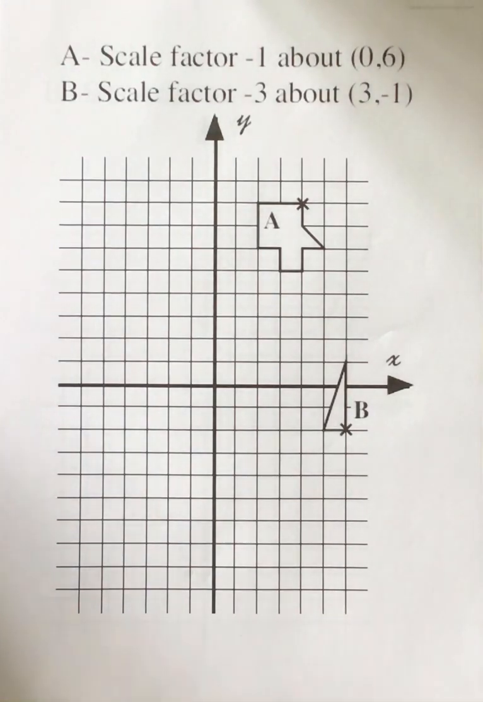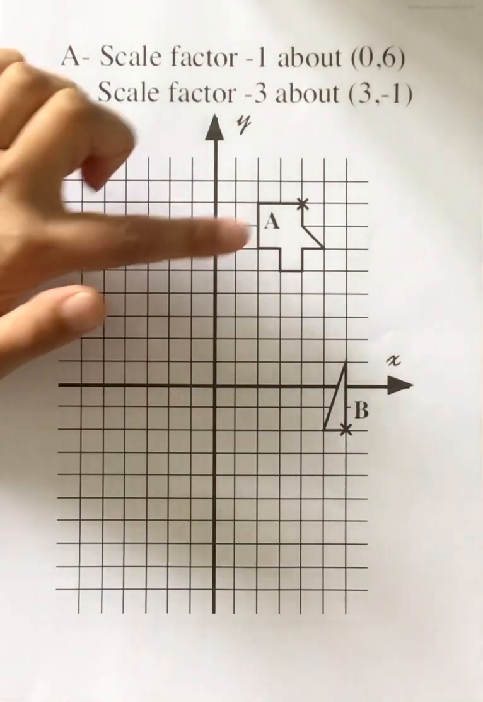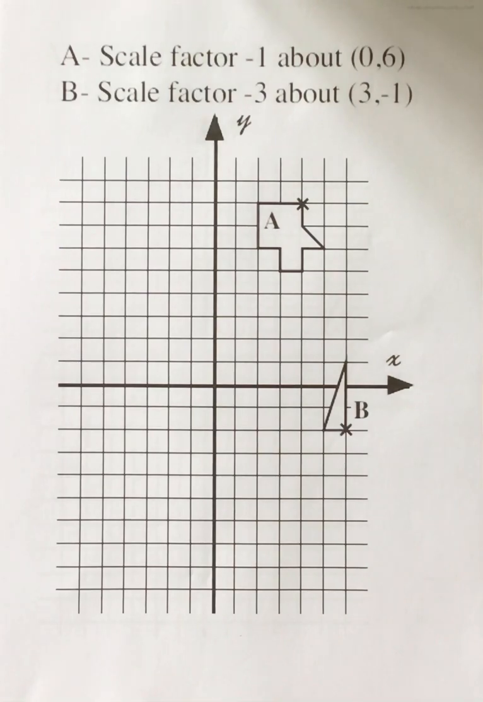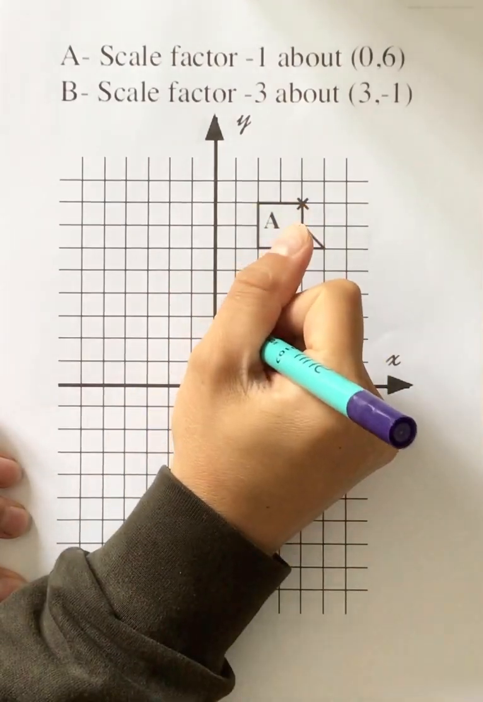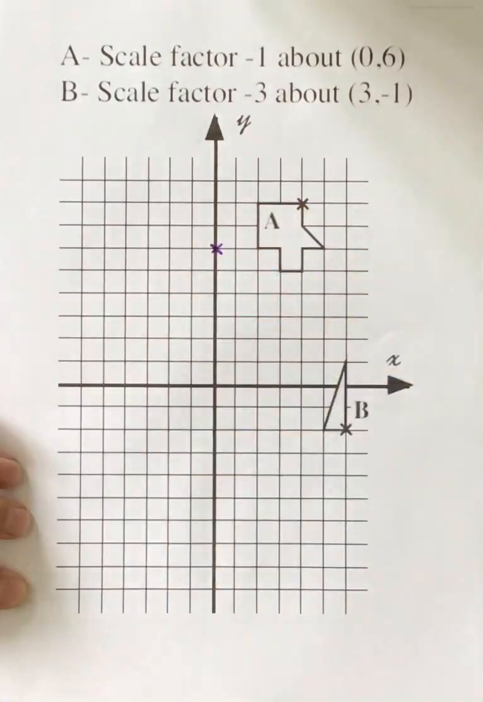Today's lesson is on enlargement using a negative scale factor. So I'm going to run through some examples with you. In this first example we've got shape A and we want to enlarge it by a scale factor of -1, and our centre of enlargement is (0, 6). So our centre of enlargement will be here.